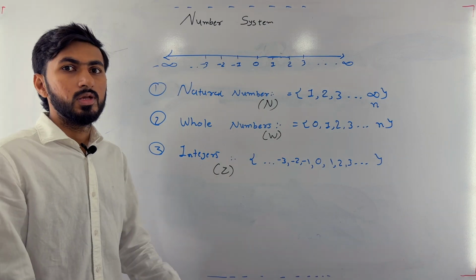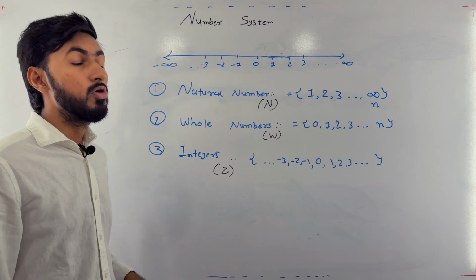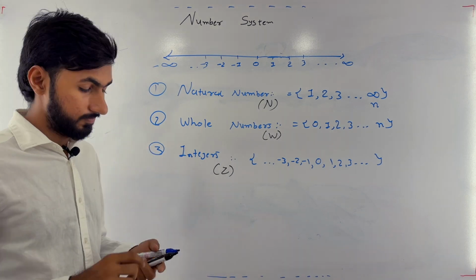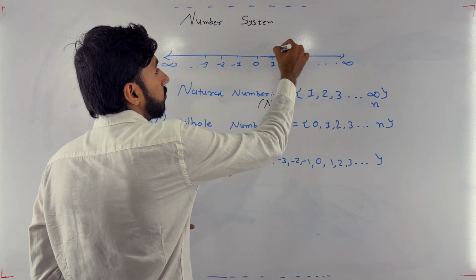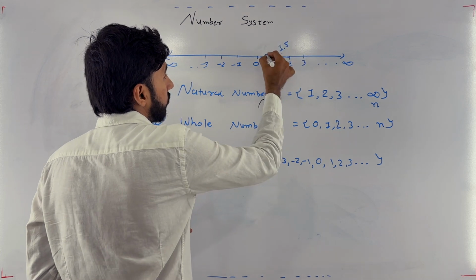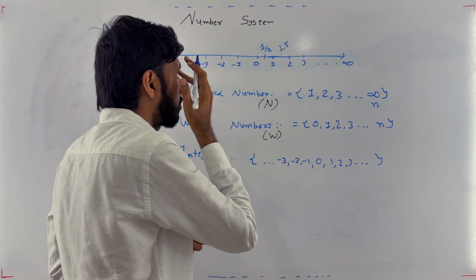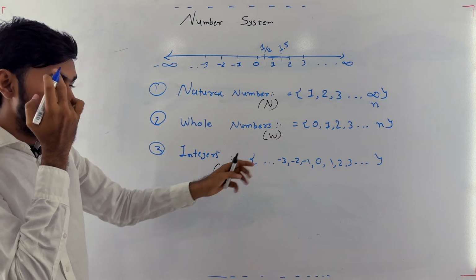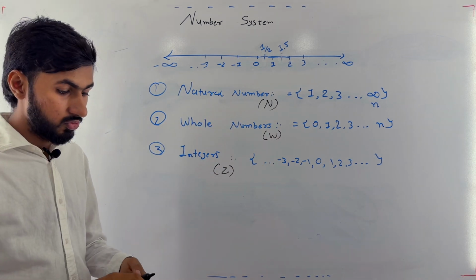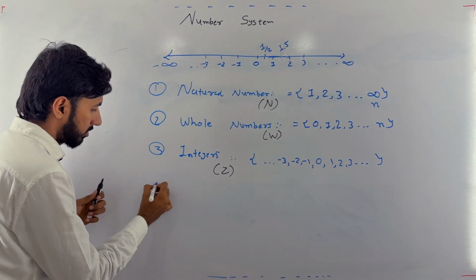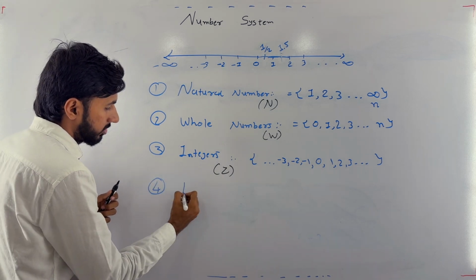Okay, now apart from these numbers, what about fractions that you have learned earlier? Like you can write 1.5 here, you can write 1 by 2 here. All these types of numbers don't come under these three types. We have to do something for this, and here comes our fourth type, and that is rational numbers.